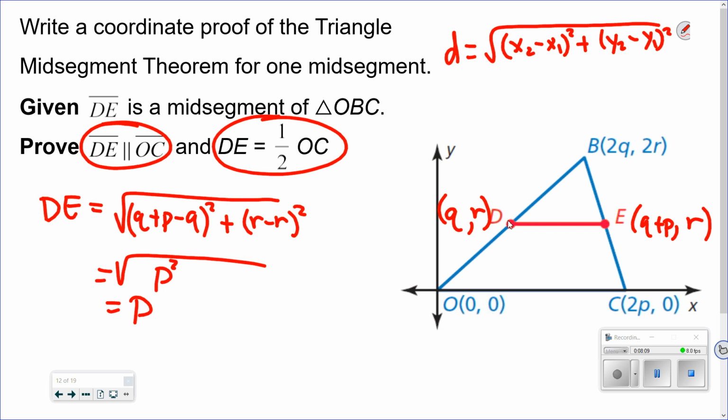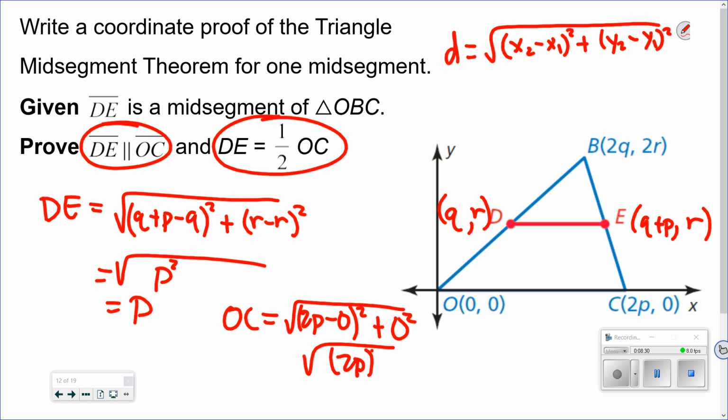Okay, let's find the distance of OC. So subtract the x's, 2p minus 0 squared, plus 0 minus 0 squared. So I end up with the square root of 2p squared. Well, the square root and the square just cancel out, so this ends up being 2p. So what we can see right here is this distance was p, this distance was 2p. We've shown that DE is half of OC, right?